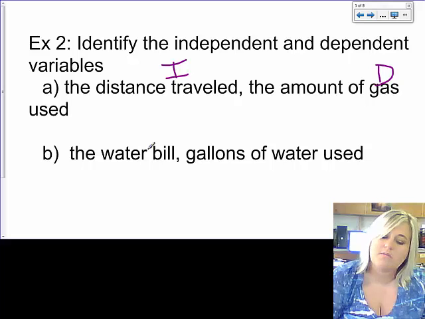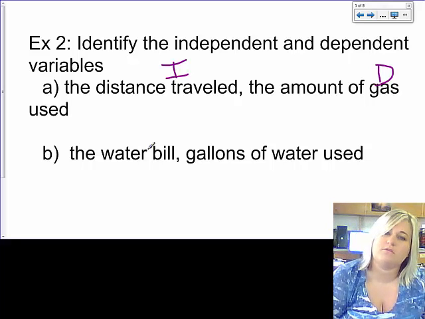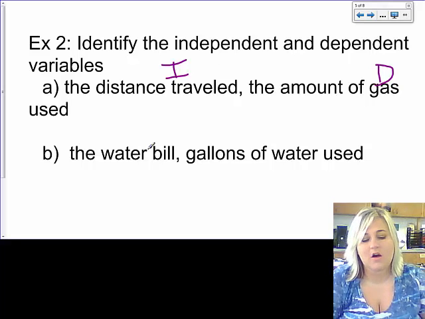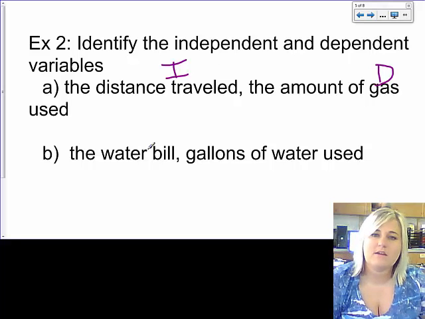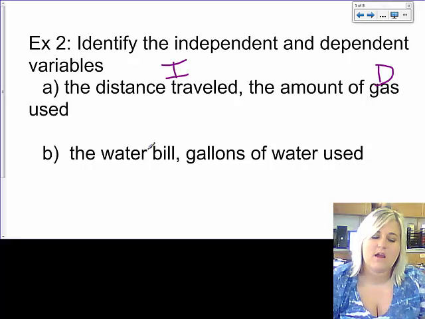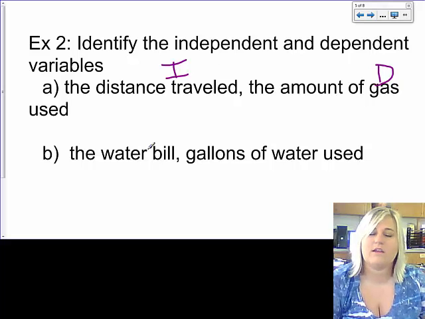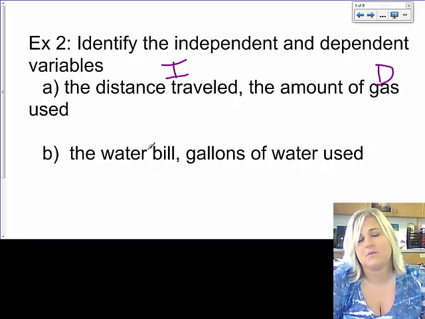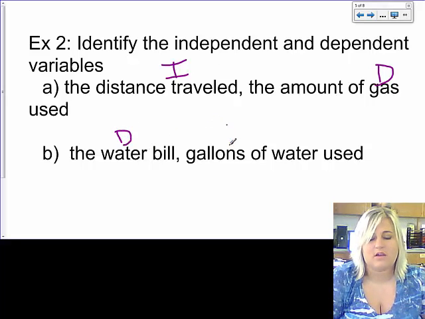Does the water bill depend on the gallons of water used, or do the gallons of water used depend on the water bill? Well, let's think about this. At home, when you get your water bill, I'm sure that it fluctuates every month because it depends on how much water is used. They don't say, okay, this month your water bill is going to be $100, so you're allowed to use this many gallons of water. That's not the way that it works. The water bill depends on the gallons of water that you use each month. Okay?